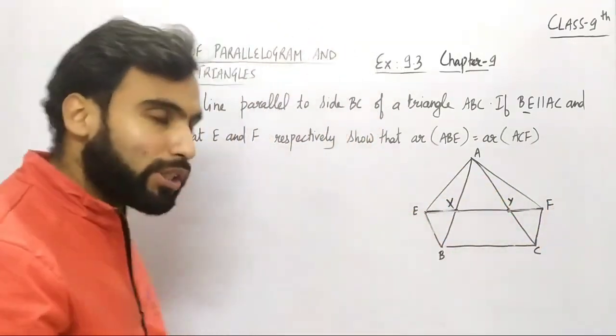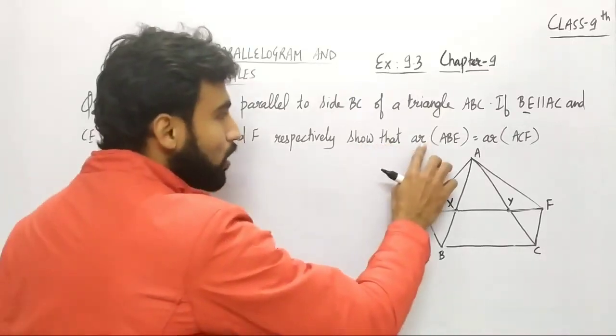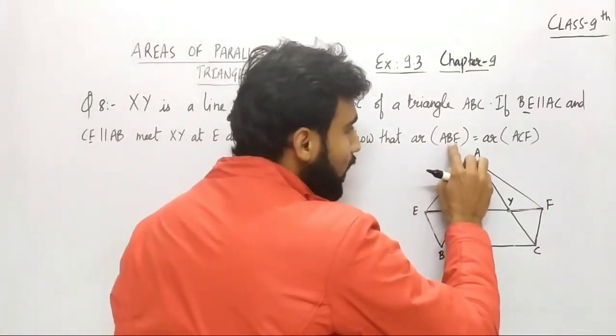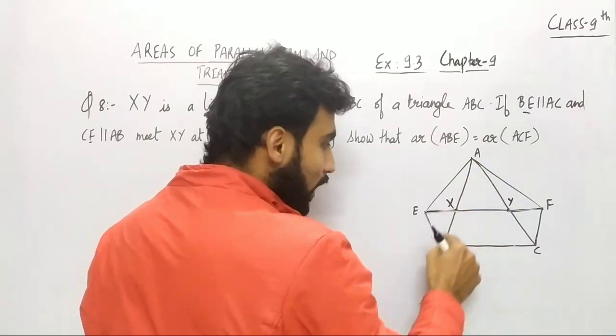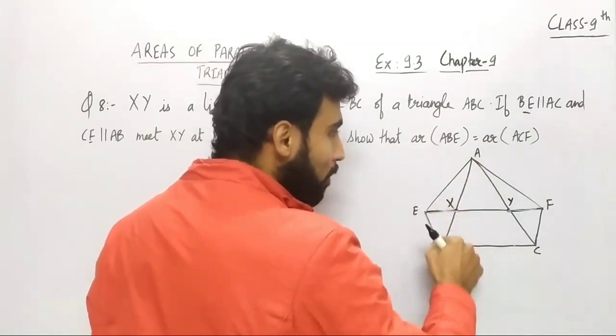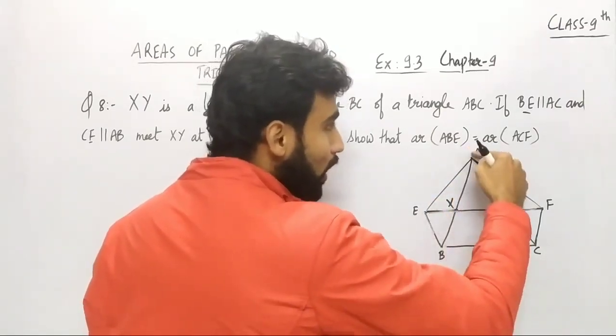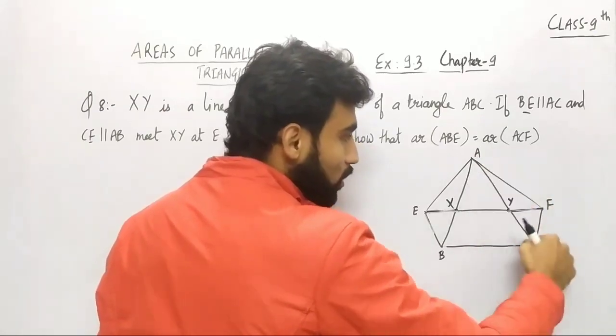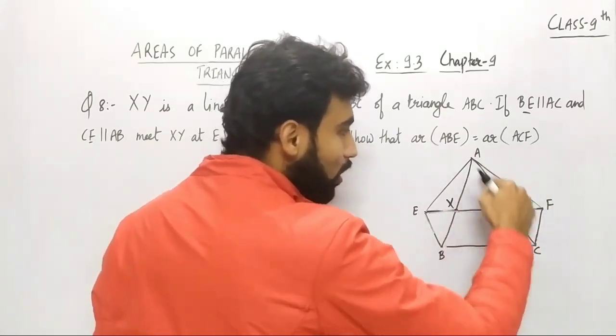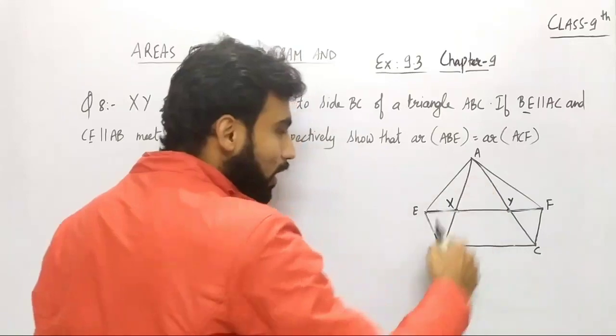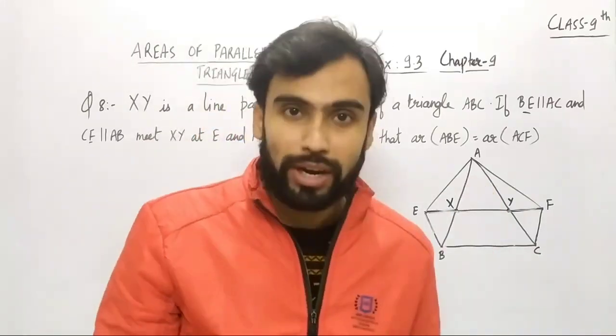Now this is given in the question and what we have to show is that the area of triangle ABE, so where is ABE? You can see ABE, so this triangle here is equal to the area of triangle ACF, this triangle here. So ये दोनों triangles का एरिया क्या हो जाएगा आपके पास? Equal हो जाएगा, right? So this is what we have to prove here actually, right?